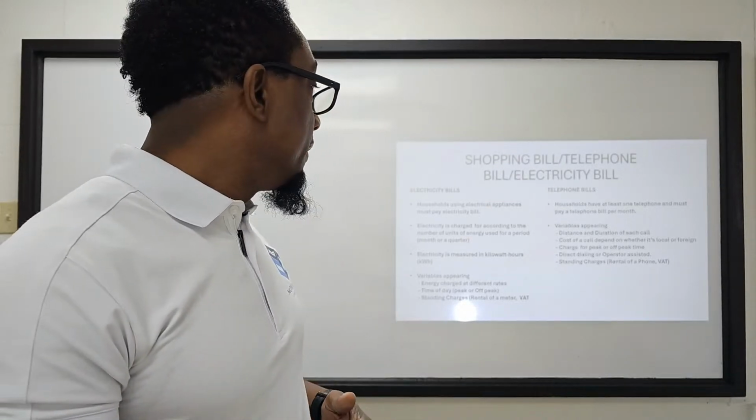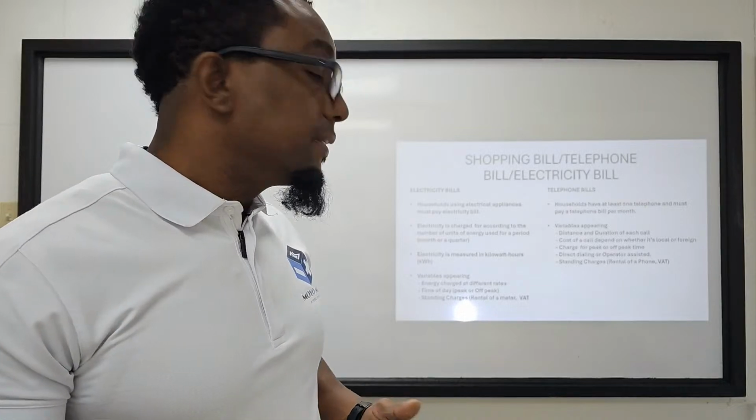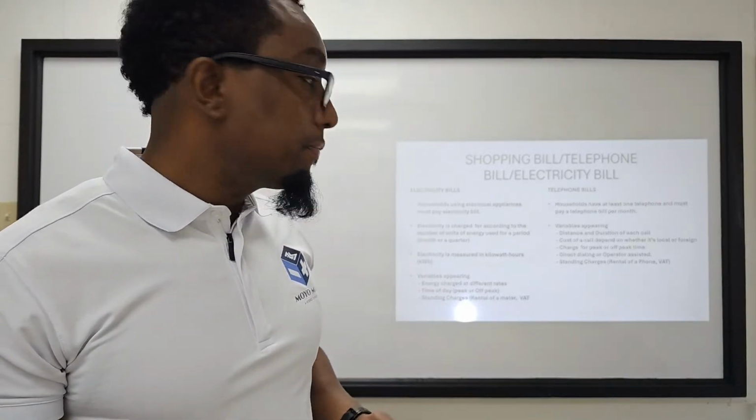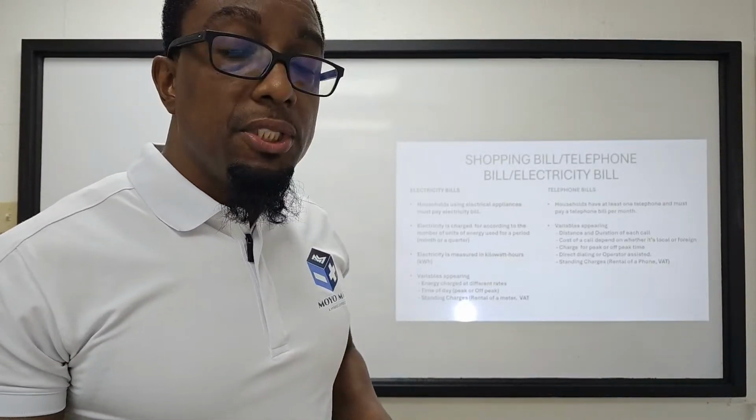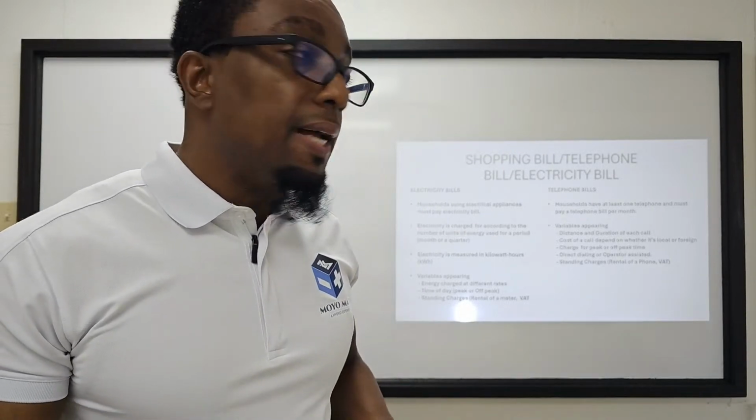The variables we normally see appearing on our bill will be the energy charge at different rates. You have the time of day, whether it's peak or off peak. You have standard charges, which will be the rental of a meter, and of course you have VAT.